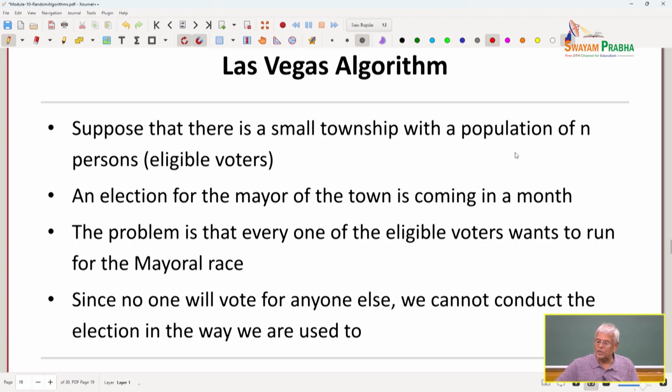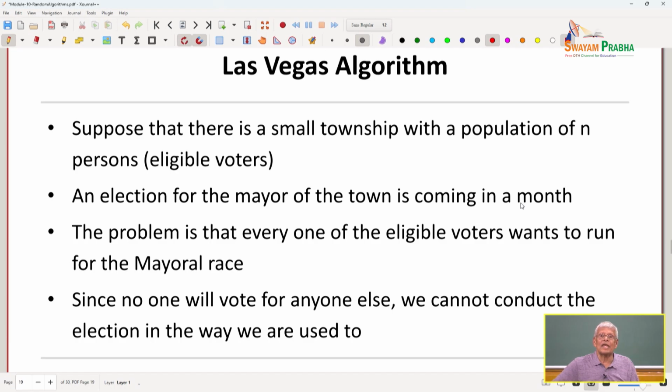Suppose there is a small township with a population of n persons. All the n people are eligible voters. Let us assume it is a hypothetical situation. There are n people in a city. There is going to be an election for the mayor. All the n people are eligible voters and they are also eligible to stand for the election. The mayor election has to be conducted in the coming month.